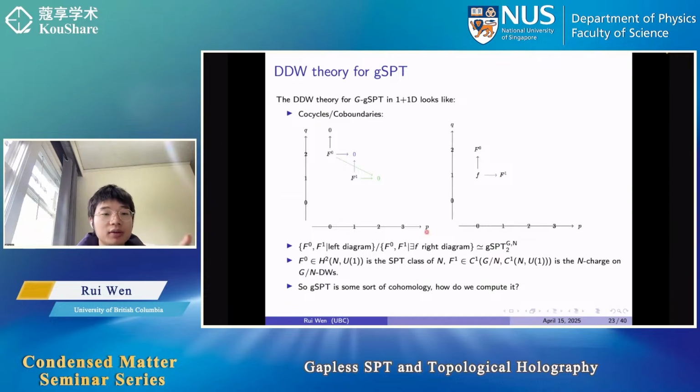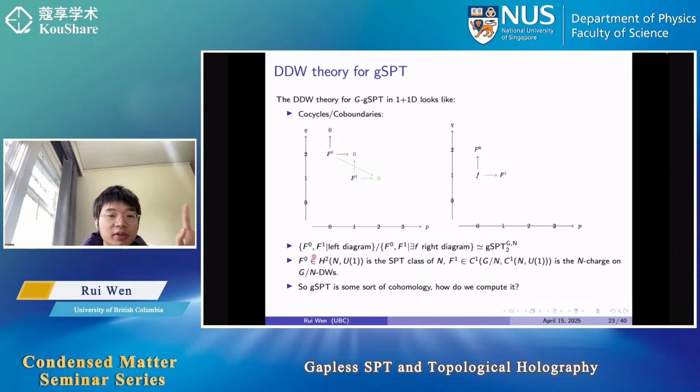So if we take F0 and F1 satisfying the left diagram, we mod out F0, F1 that come from some F, as in the right diagram. This should be the classification of gapless SPT. And so I use this notation to denote the classification of G, N gapless SPT in two space-time dimensions.